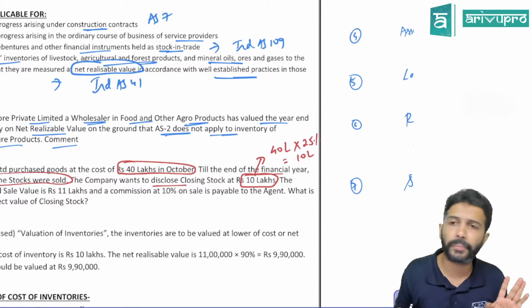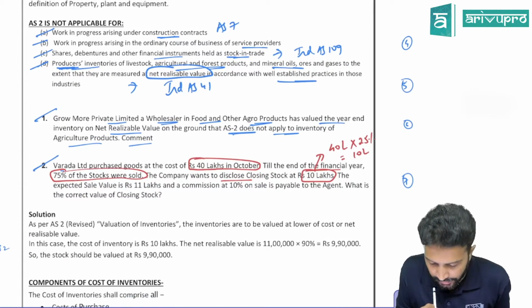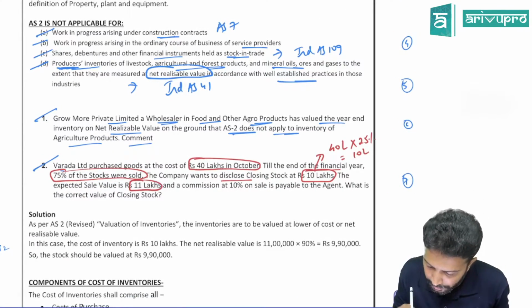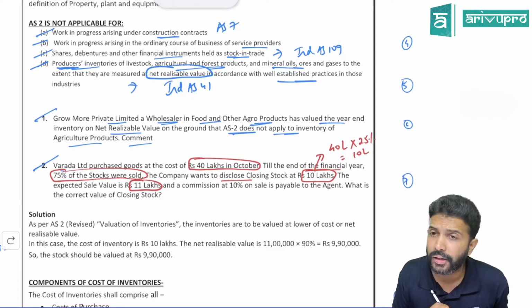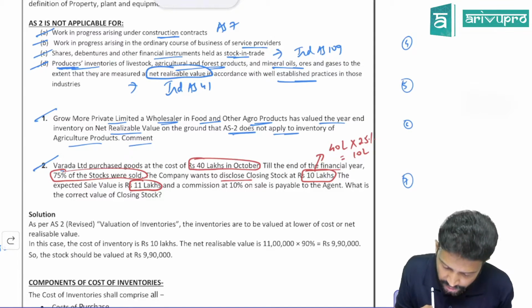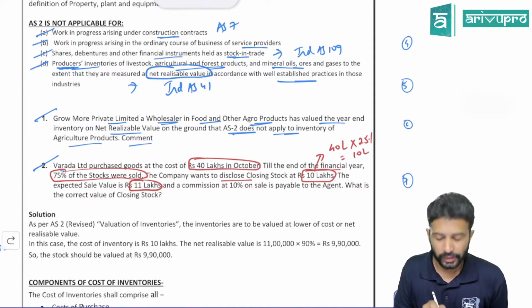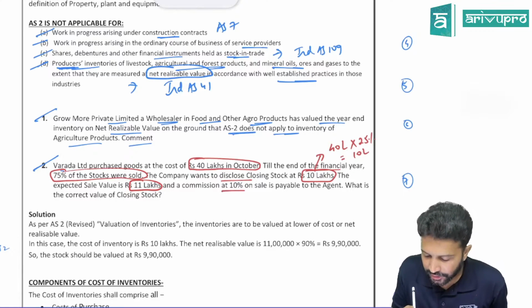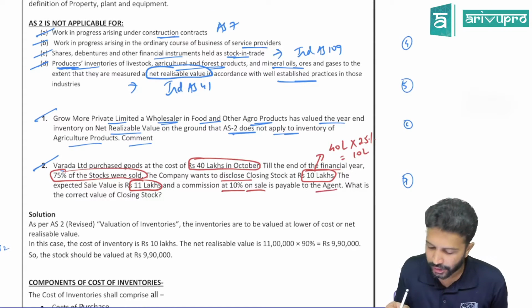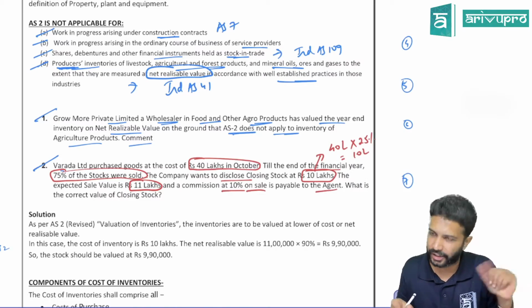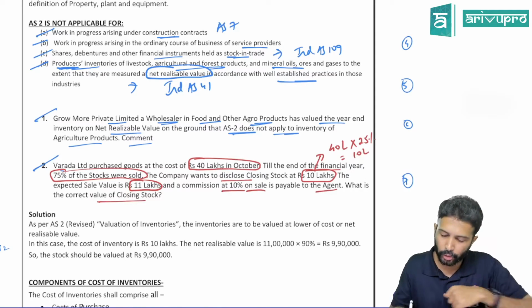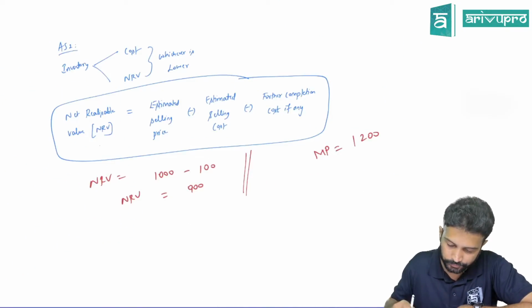Any confusion? No. The expected sale value. In fact, the company wants to show the closing stock at what value, sir? 10 lakh. Expected sale value is how much? 11 lakh. Commission at 10% on sale is payable to the agent. Agent here is the selling agent. What is the correct value of closing stock? Can you tell me? 9,90,000.